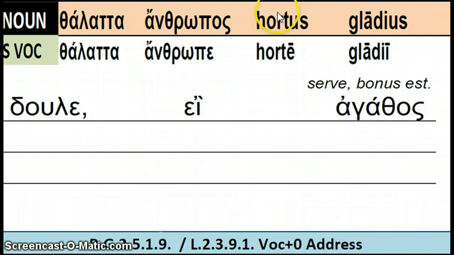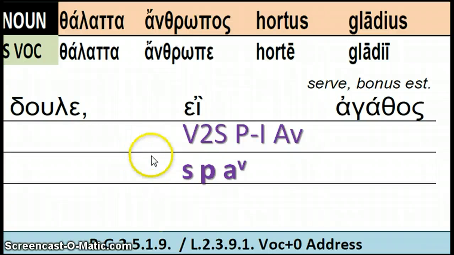As you will be seeing in Latin, you have hortus goes to horte. Same idea. Now, in Latin, when we'll be covering this next chapter, if you have an I stem, the gladius goes to gladii. So, therefore, when we analyze the verb, you have ei, which is a second person singular present indicative active of eimi: eimi, ei, esti, esmen, este, eisi, which signifies simple present active, you are.